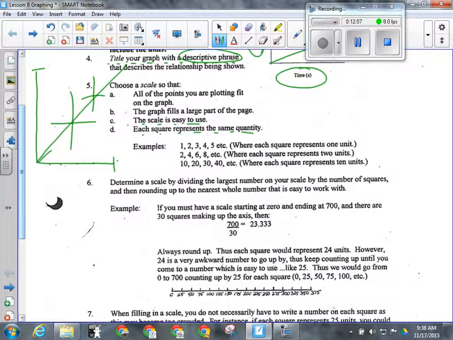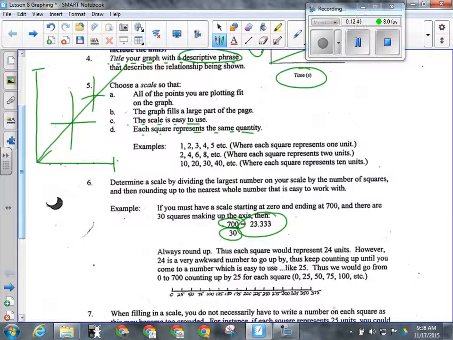When you're picking that scale, the way you figure it out is you take the biggest number that you have to fit on the graph. So let's say that we have to fit 700 on the graph, and we only have 30 lines on the graph. If I want to figure out what I have to make each line worth, I go 700 divided by 30. That tells me what each line on my axis is going to be worth. Now, when it spits that out, it spits out 23.33333. Do I want to count by 23.333? What can I use instead?